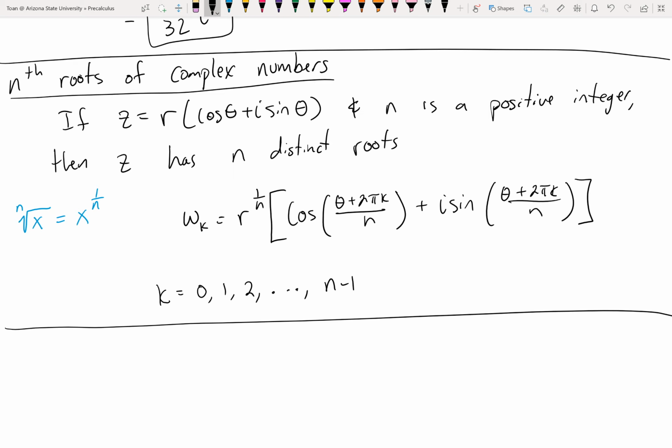So let's just dive into an example here. Suppose I asked you to find all, that's the key there, find all 6 sixth roots of z equals negative 64.